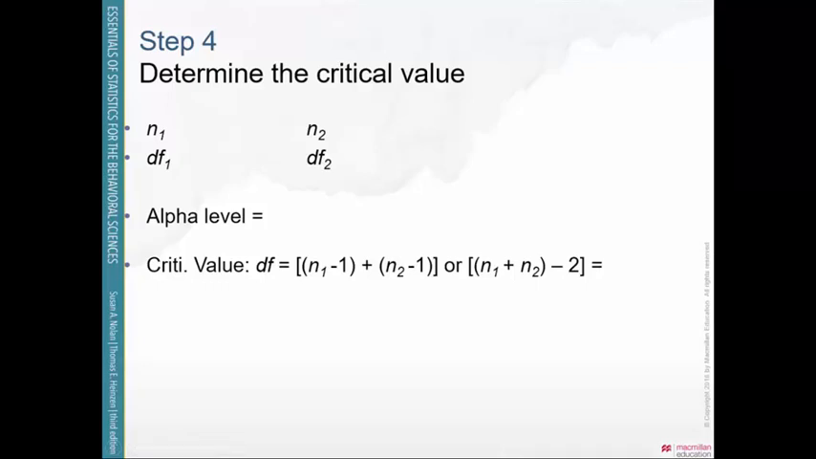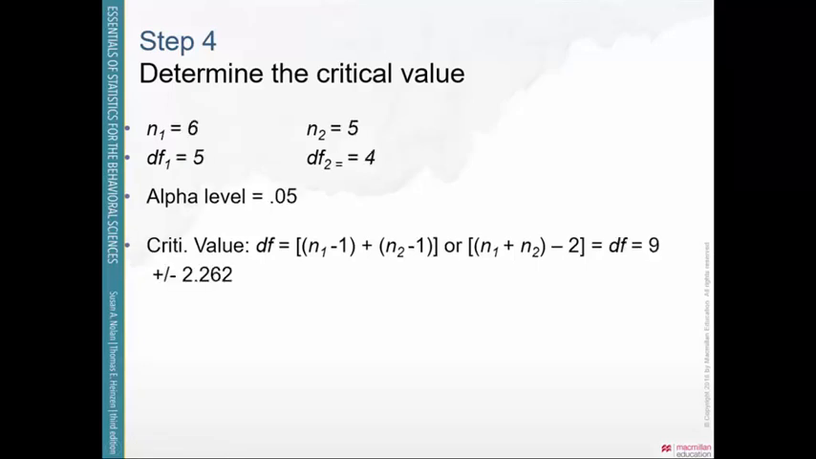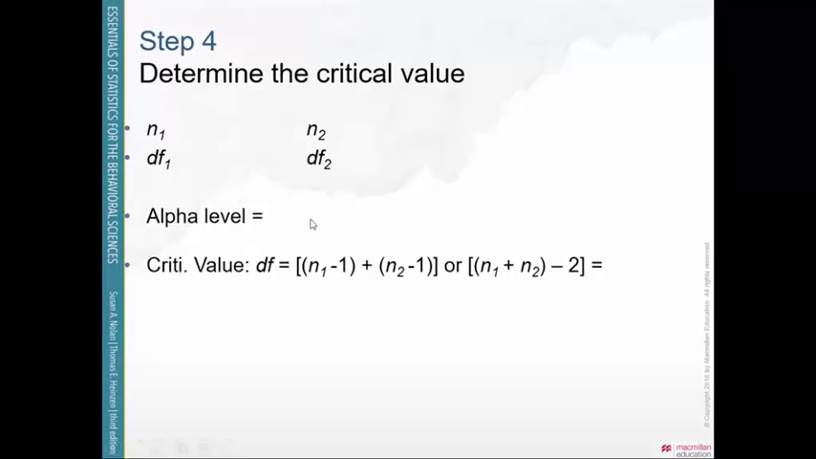Now we've got to determine our critical value, and did I give you an alpha level? I'm going to say 0.05. Let's check. Yep, 0.05. Remember, you need to fill in degrees of freedom for the whole test. So it's either degrees of freedom for group 1 plus degrees of freedom for group 2, or total number of participants minus 2. So try to look that up on your own t-table and see if you can find the critical value.